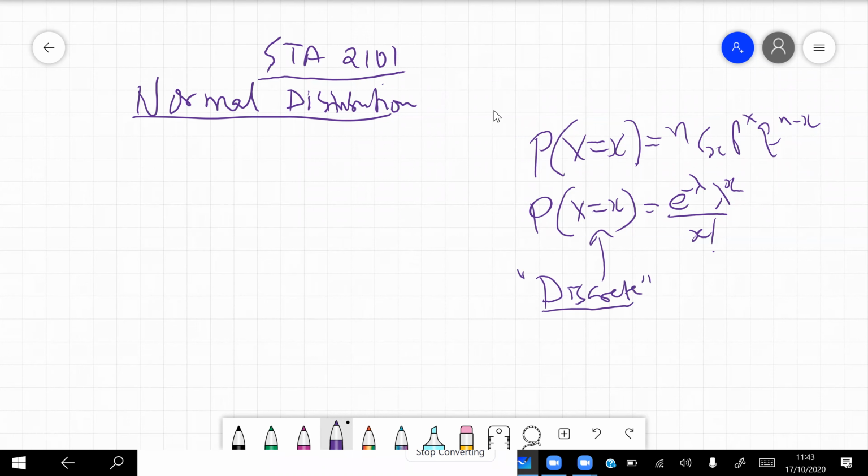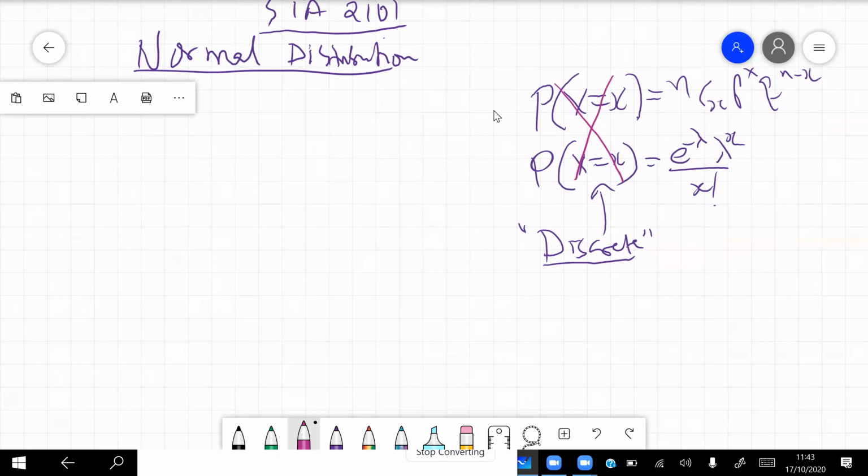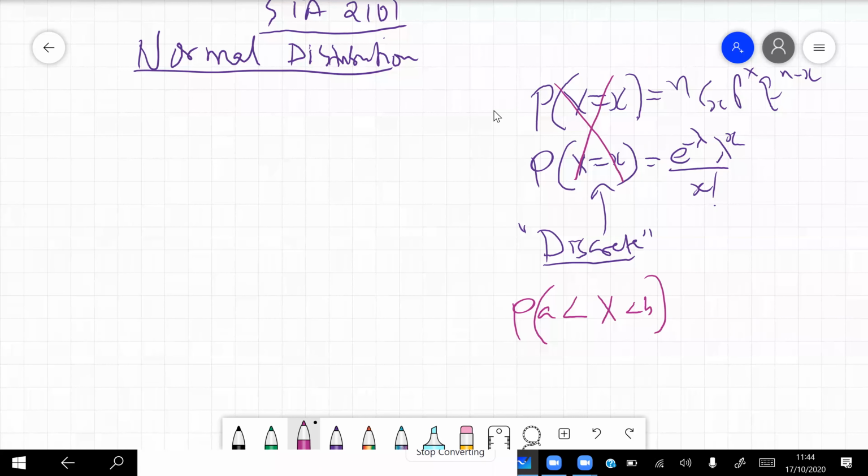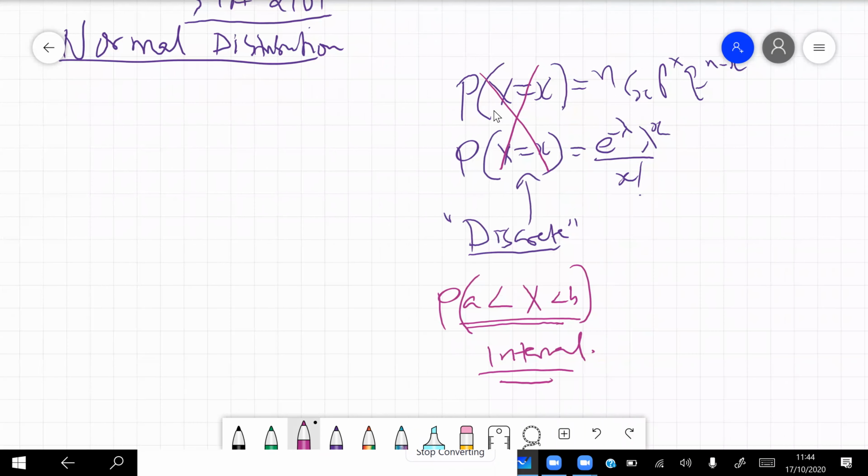But when we come to the normal distribution, which is an example of a continuous distribution, we'll not be working with the exact values of x. We shall be working with a range, the probability that x takes some range of values. So we shall be talking about some interval of x, for instance, x is between a and b. For continuous distributions, we talk about an interval like this.